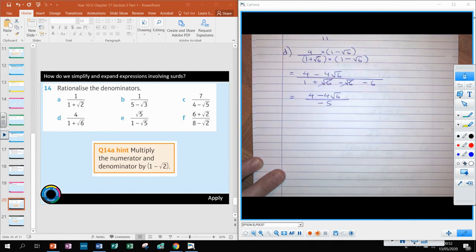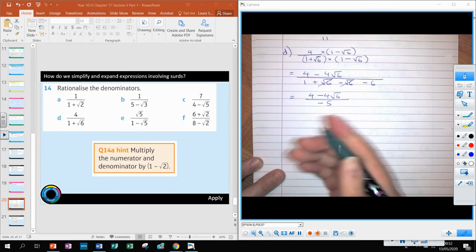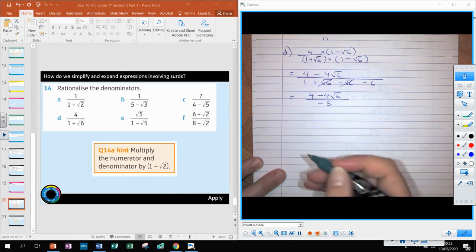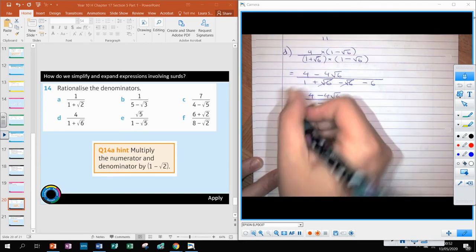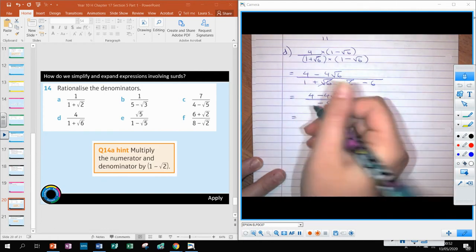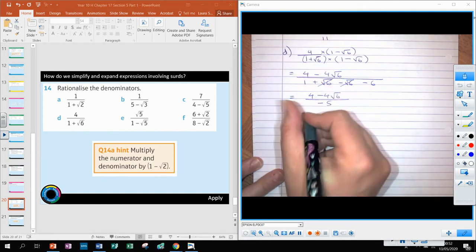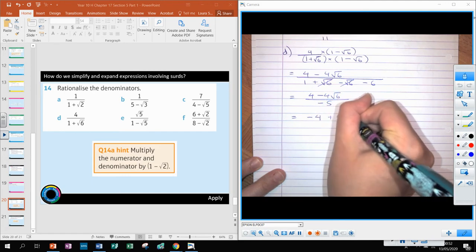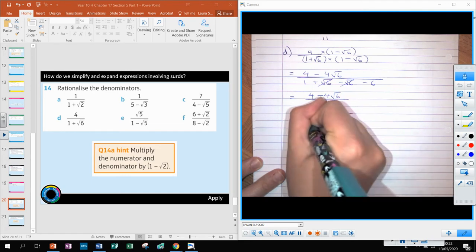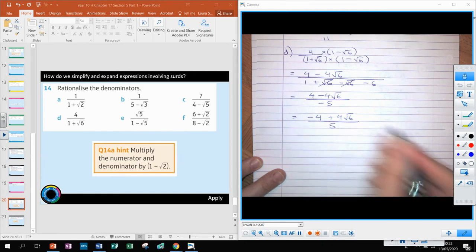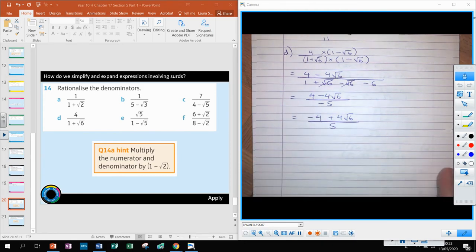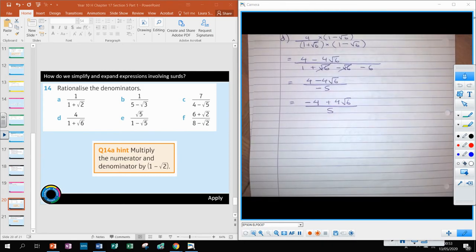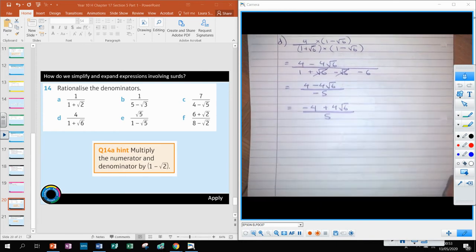You can leave the negative on the bottom. Again, it's not usually what we do. We usually move it to the top when we can. So let's do that. If I do that, I get negative 4 plus 4 root 6 over 5. So just change the signs on the top because I'm dividing by a negative. All right, and that's my final answer. I can't cancel that down.